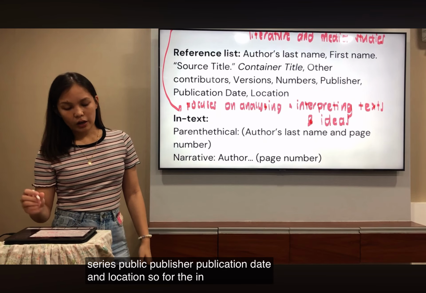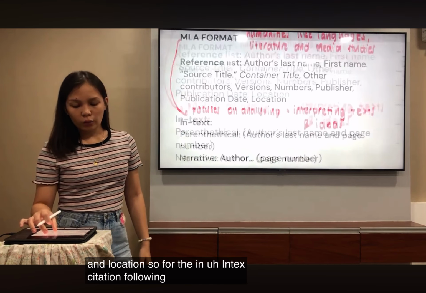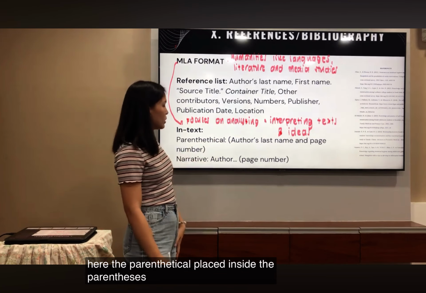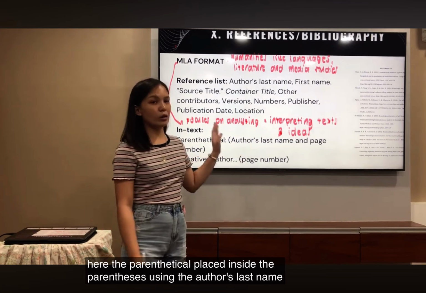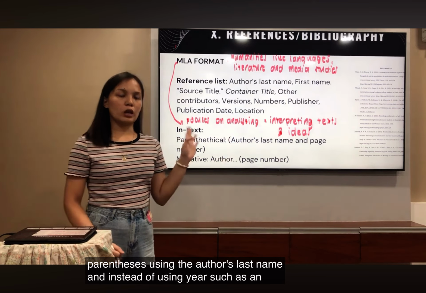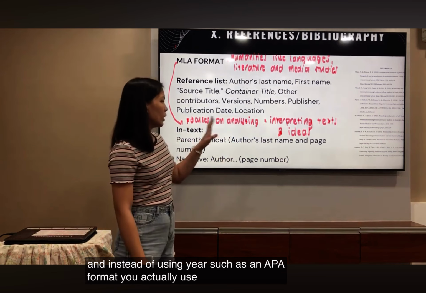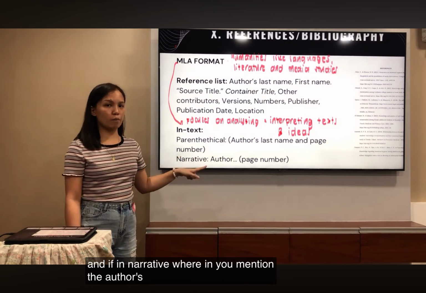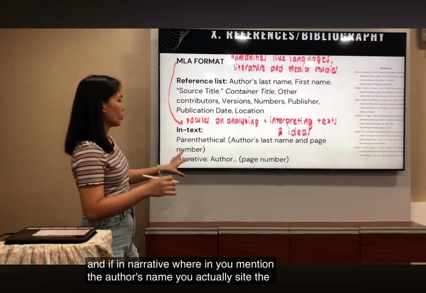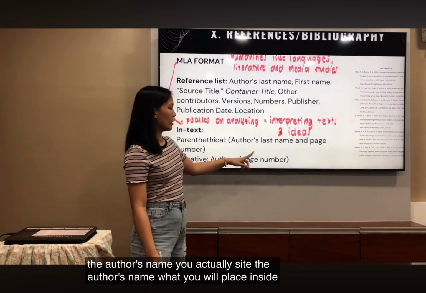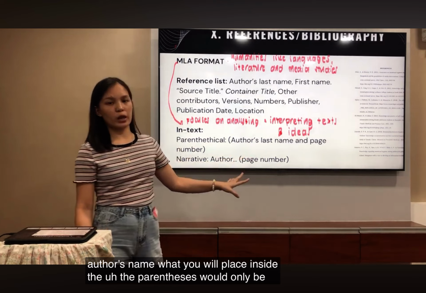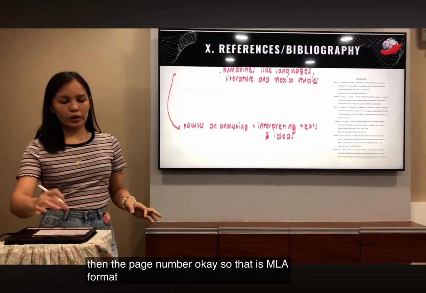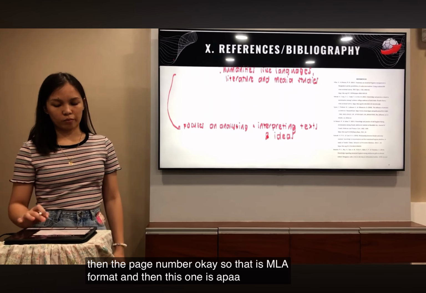So for the in-text citation, following MLA format, you have the parenthetical placed inside the parentheses using the author's last name, and instead of using the year such as in APA format, you actually use the page number. And if in the narrative you mention the author's name, what you will place inside the parentheses would only be the page number. Okay? So that is MLA format, and then this one is APA format.